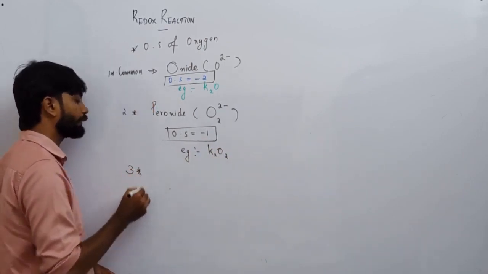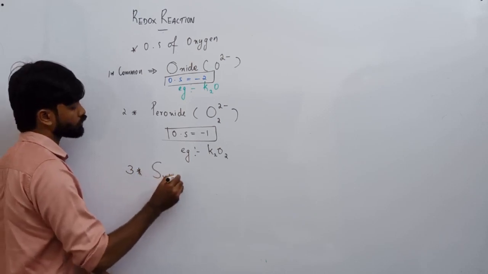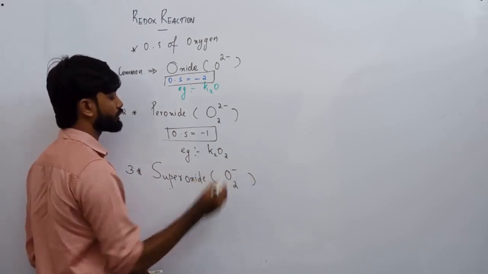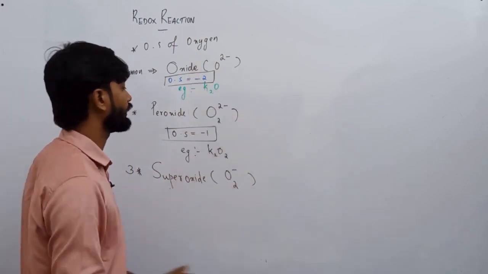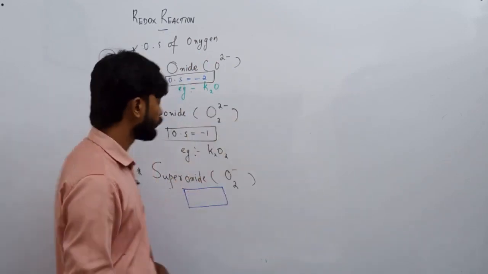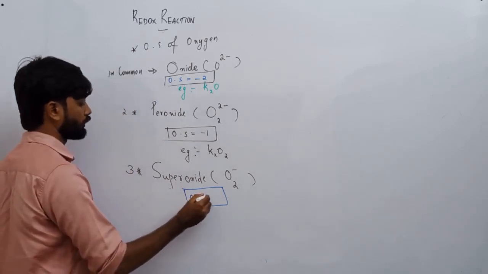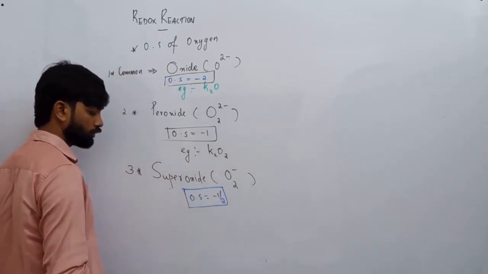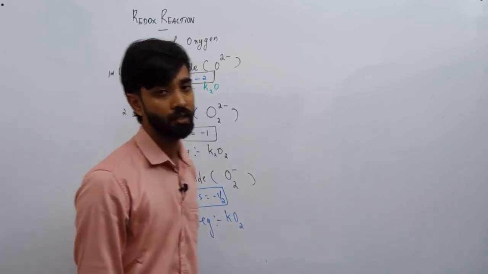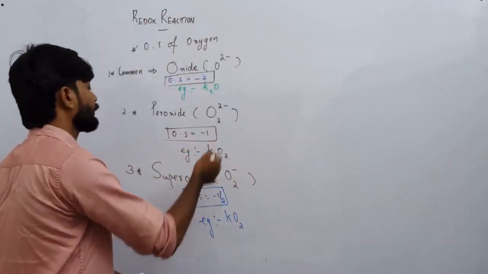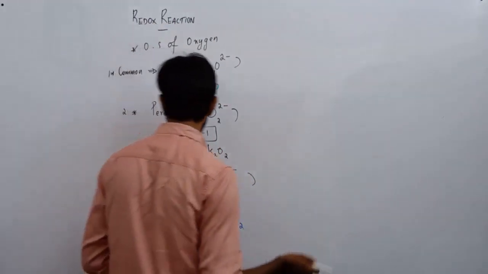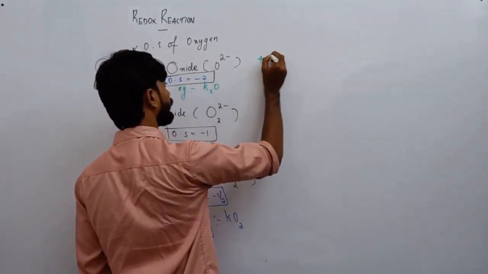Move to the next category, that is superoxide. How will it look? O2 minus. Two oxygens have a single negative charge, which means each oxygen has negative half. For example, KO2 is called potassium superoxide, whereas K2O2 is potassium peroxide, whereas K2O is potassium oxide. And there are more and more different varieties.